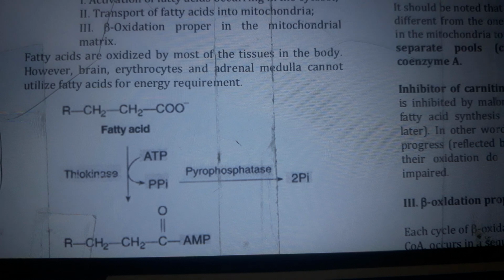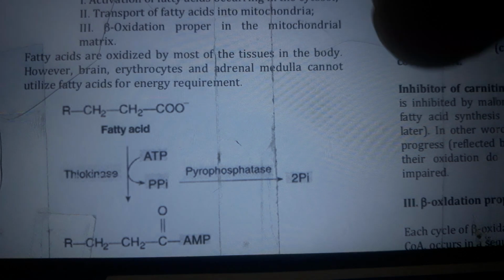Fatty acid oxidation: stages and tissues. The beta oxidation of fatty acids involves 3 stages: activation of fatty acids occurring in the cytosol, transport of fatty acids into mitochondria, and beta oxidation proper in the mitochondrial matrix. Fatty acids are oxidized by most of the tissues in the body. However, brain, erythrocytes, and adrenal medulla cannot utilize fatty acids for energy requirements.